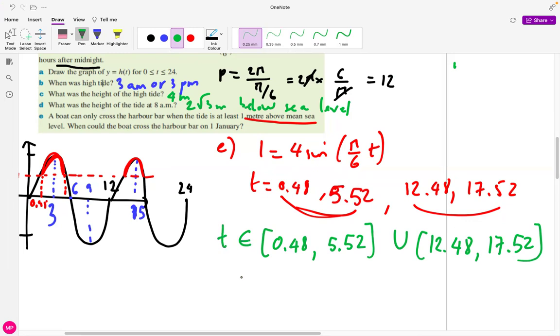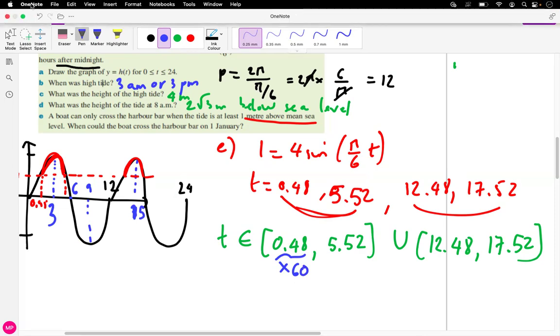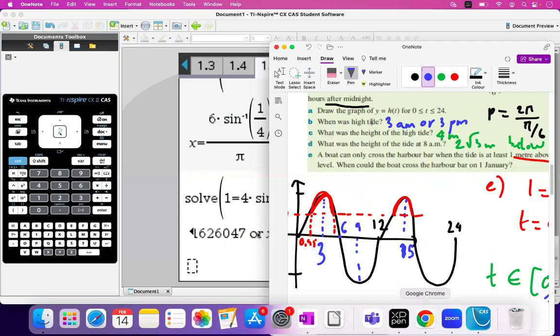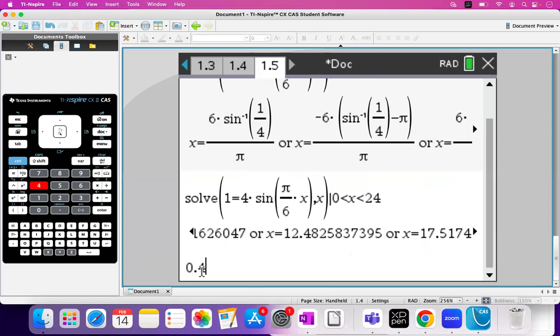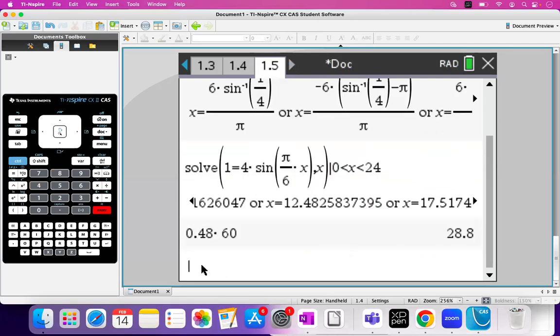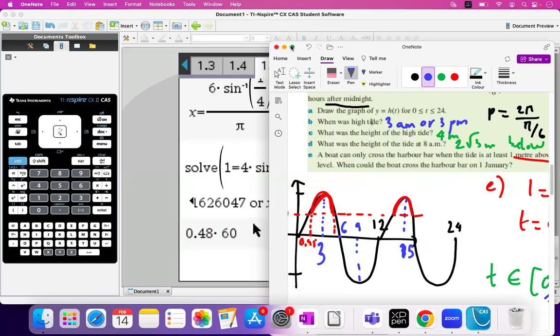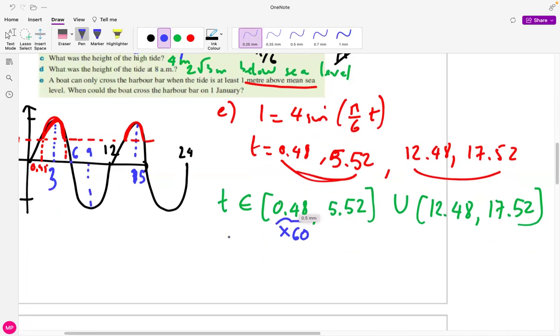Now, if you want to know the exact time, you can make it in the time exactly. So what you do is, if you times this by 60, it's 0.48 hours after midnight, right? So if you times this by 60, you can actually get the time. So I do 0.48 times 60. That is 28.8 minutes after midnight. So that will be 29. So I will have 12:29 a.m. Right?